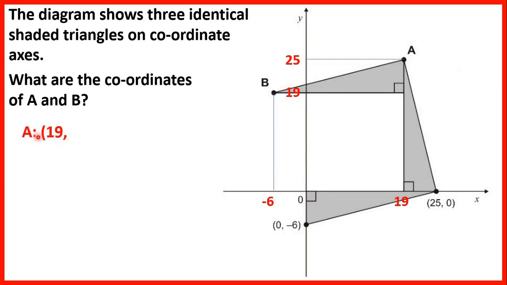So that means A has an x-coordinate of 19, because this point here is 25, and we found that the base of a triangle is 6, and it has a y-coordinate of 25, because that's the length of a triangle. And point B has an x-coordinate of minus 6, so 25 less than 19, and it has a y-coordinate of 19, because the length of a triangle is 25, but the base is 6, and 25 minus 6 is 19.